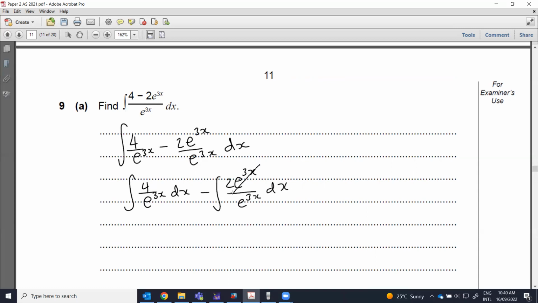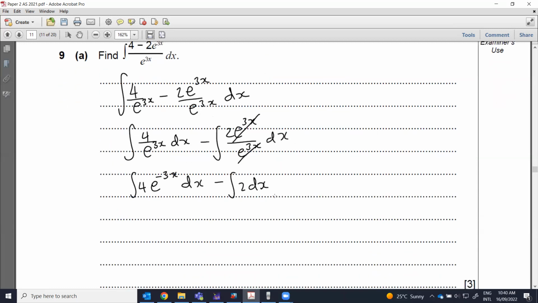Now notice that these two will cancel because they are the same. And then this one over here, you can bring to the numerator by changing the sign of the exponent. So this is the integral of 4 e to the power of negative 3x dx minus the integral of 2 dx, because this gives me 1, so I have 2 times 1. The 4 here can go outside.